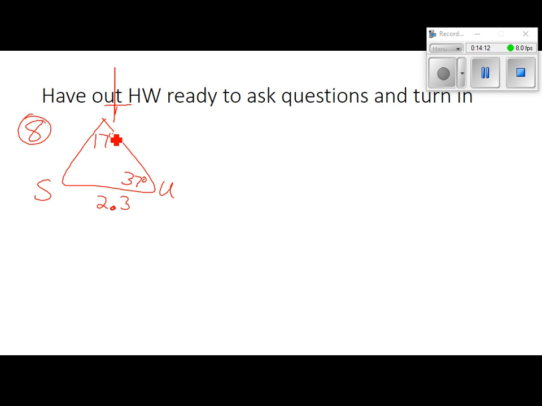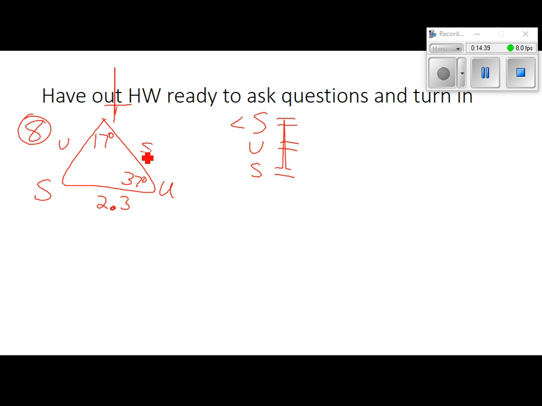17 degrees there. What parts do we have to find if we're solving this whole triangle? What angle do we still need to find? Angle S, so that's one of our answers that we need. What sides do we have to find? Little u, which is over here, right? Yeah. And little s, which is right there. So we're finding those things.